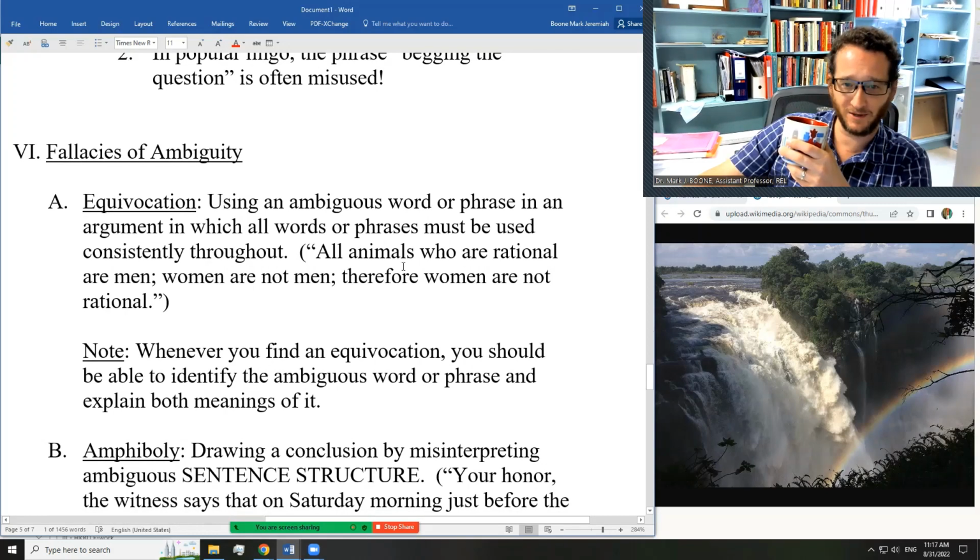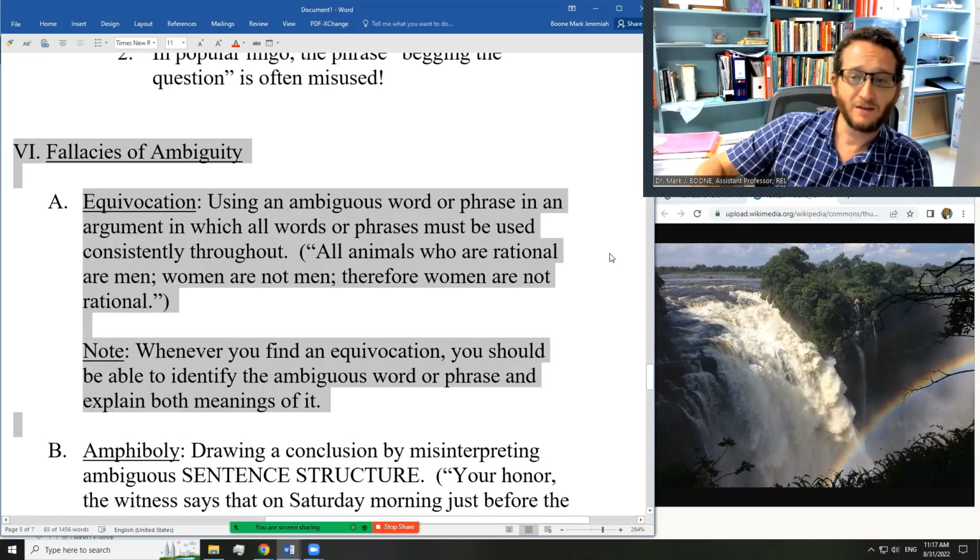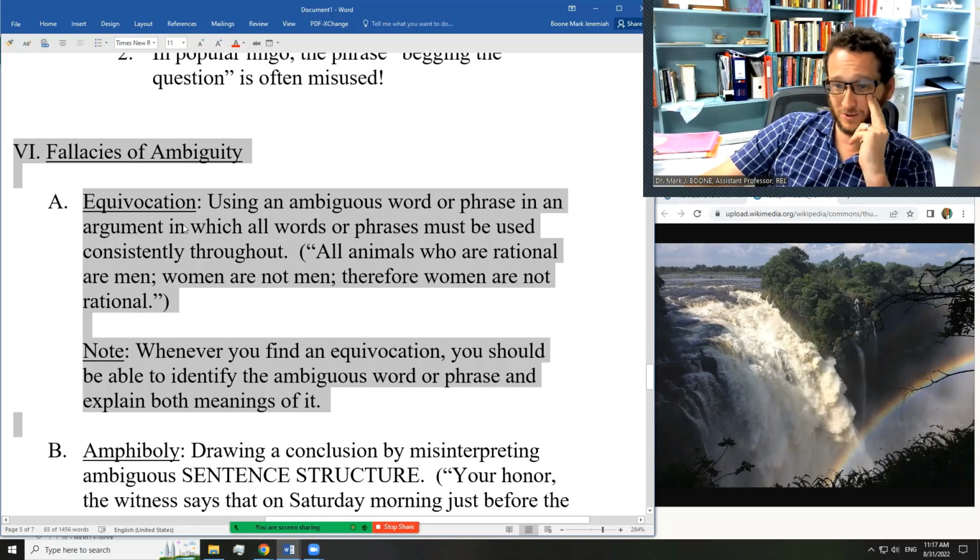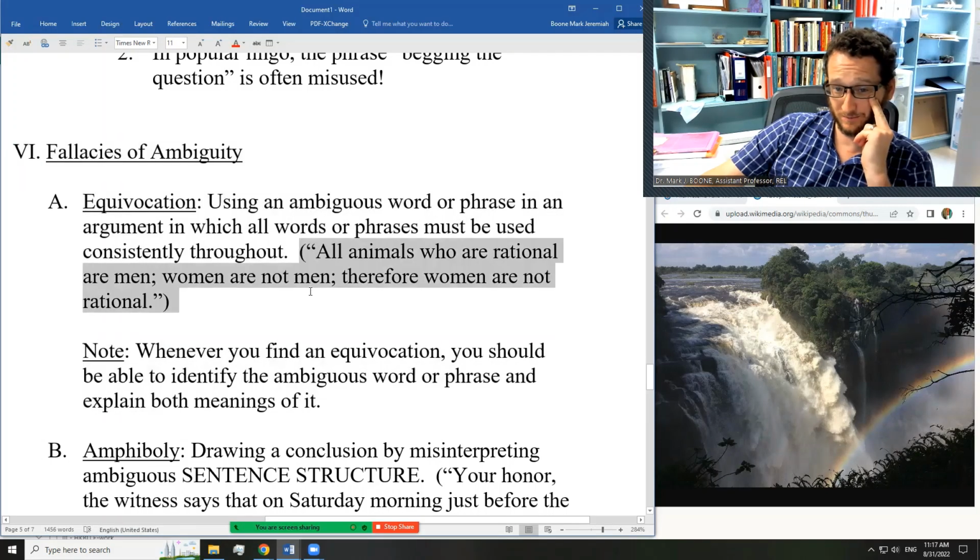Let's go to fallacies of ambiguity and wrap up this overly long video. Fallacies of ambiguity. Equivocation is using an ambiguous word or phrase in an argument in which all the words or phrases have to be used consistently throughout. All animals who are rational are men. Women are not men, therefore women are not rational.